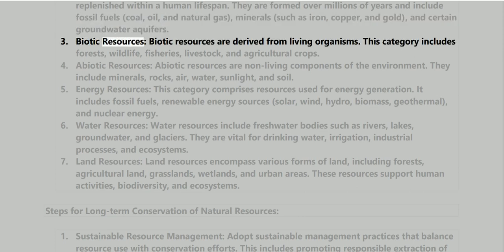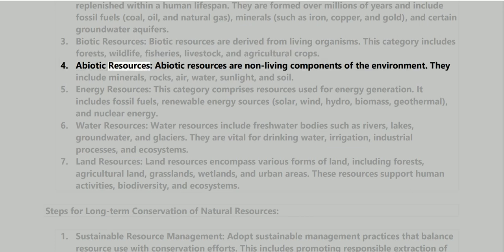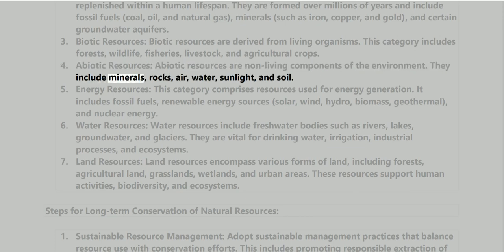3. Biotic resources. Biotic resources are derived from living organisms. This category includes forests, wildlife, fisheries, livestock, and agricultural crops. 4. Abiotic resources. Abiotic resources are non-living components of the environment. They include minerals, rocks, air, water, sunlight, and soil.